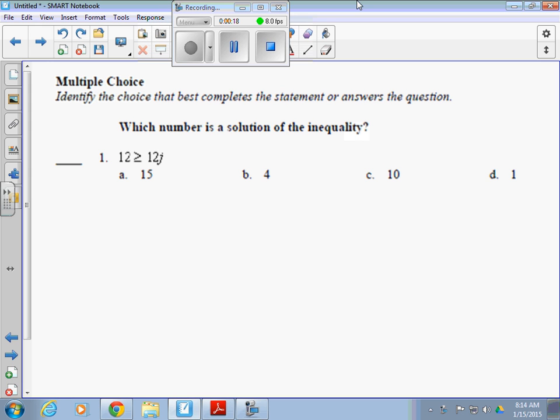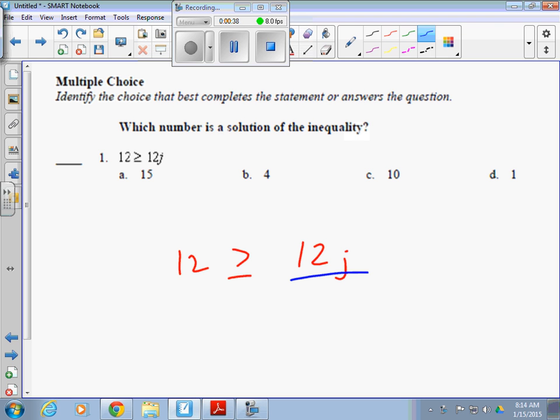You have to see that it says 12 is greater than or equal to 12J. It doesn't tell you to solve it, but if you wanted to get J by itself, that says 12 times it. You just divide by 12. Do likewise over here, and you're going to get the number 1 on this side, J still on that side.